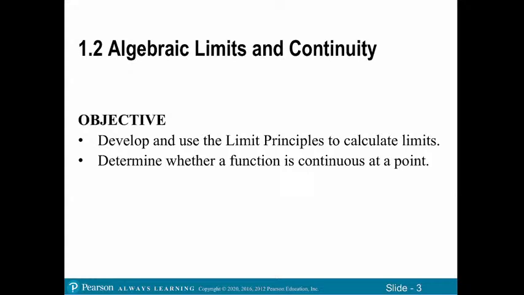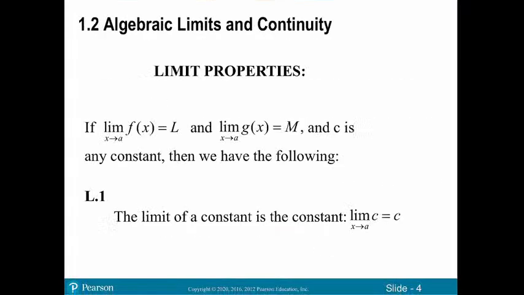Now in this section, we're going to take that notion of what we mean by a limit and extend it further to this concept of continuity. So, some limit properties. If the limit as x approaches some number a of a function is equal to L, and the limit as x approaches a of a second function is equal to another number, and c is any constant, then we have the following to be the case.